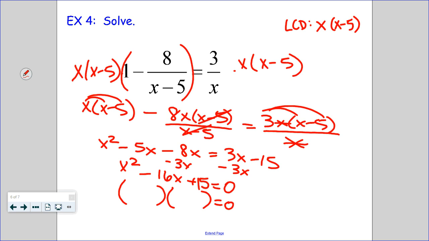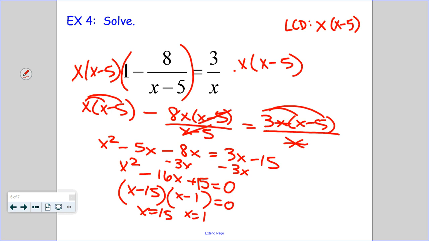Has this factor? What's going to multiply to give me 15 and add to give me negative 16? Good. So negative 15 and negative 1 multiply to give me positive 15. So then my x's are 15 and 1. Okay, so again, anytime I get a quadratic and then I have two solutions, I have to go back up and check to make sure that it's not going to give me an extraneous solution.